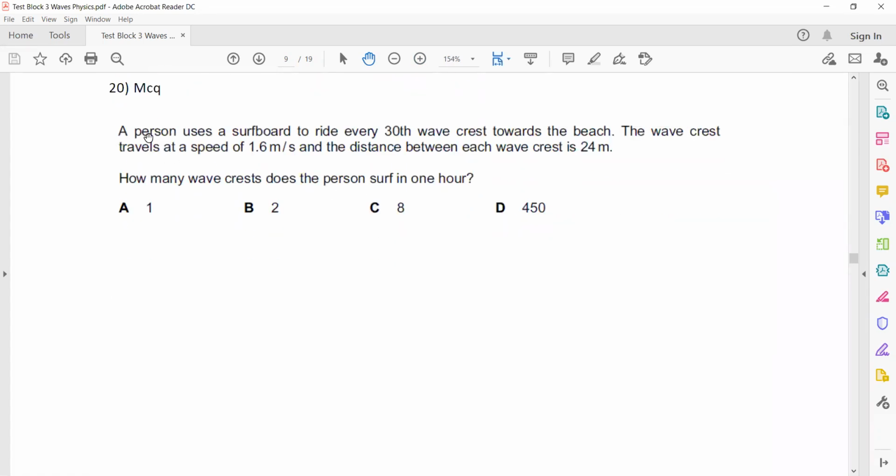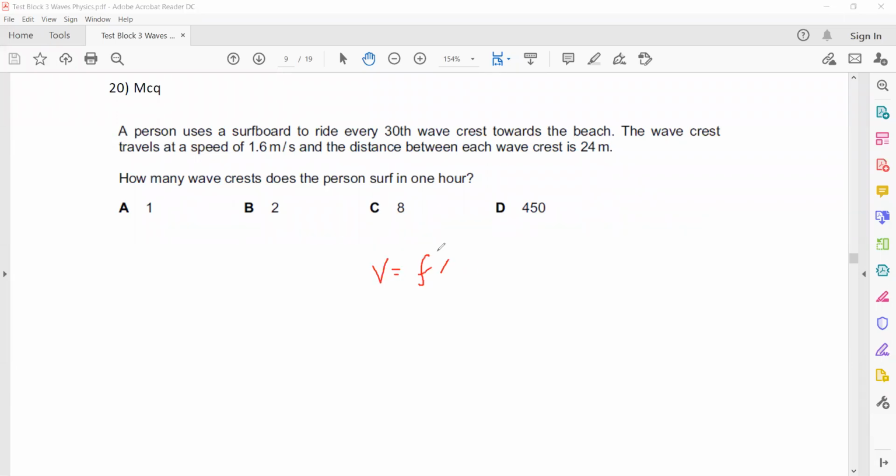So another question: a person uses a surfboard to ride every 30th wave crest towards the beach. So he's riding the 30th wave. The wave crests travel at a speed of 1.6 and the distance between each crest is 24 meters. How many wave crests does the person surf in 1 hour? First, you will find the frequency. How to find the frequency?